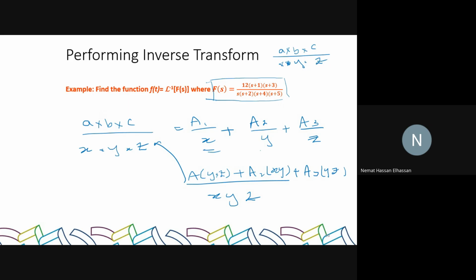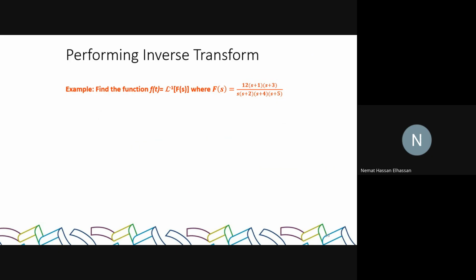However, these are simpler fractions. Right? So the whole purpose, or the whole concept, of partial fractions is that you simplify a complicated fraction into simpler fractions in the hope that they will be available in your table so you can easily convert. Make sense?